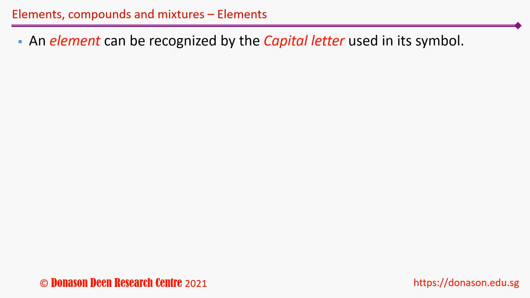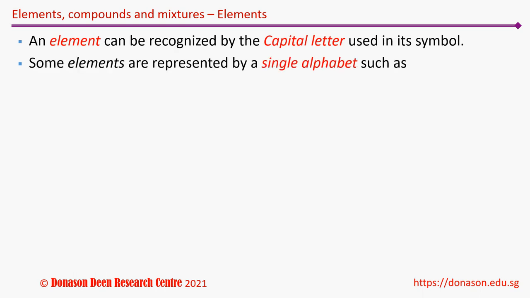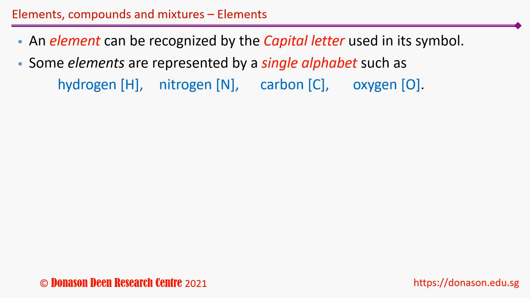We can recognize the elements by the use of capital letters in their symbols. Their symbols are either written with a single capital letter like H, N, C, O, etc., or they have two letters in their symbol. In a two-lettered symbol, the first letter should be capital and the second letter should be a small letter. For instance, calcium is written with a capital C and then a small a.